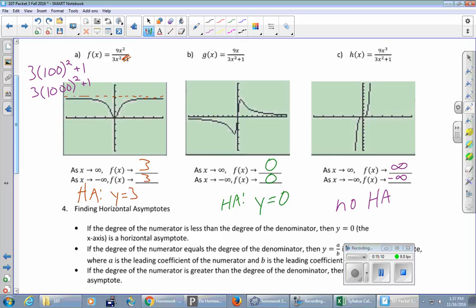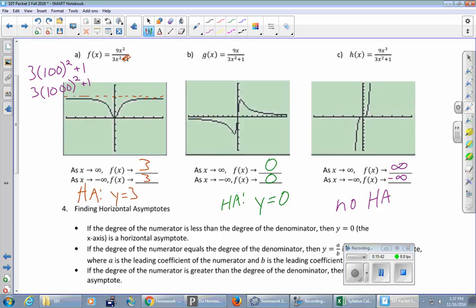So if you allow me to just disregard that plus 1, what does this thing reduce to? 3, right? The x squareds cancel. 9 over 3 reduces to 3. Why are we really excited that 3 is the output? Because that's the equation of the horizontal asymptote, right? That's how we see it, is we ignore the stuff that doesn't matter, and whatever's left over, that's your answer. So in this case, it was 3.